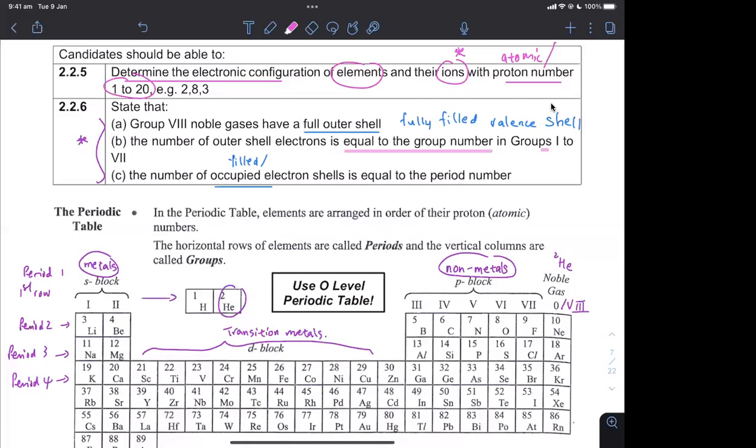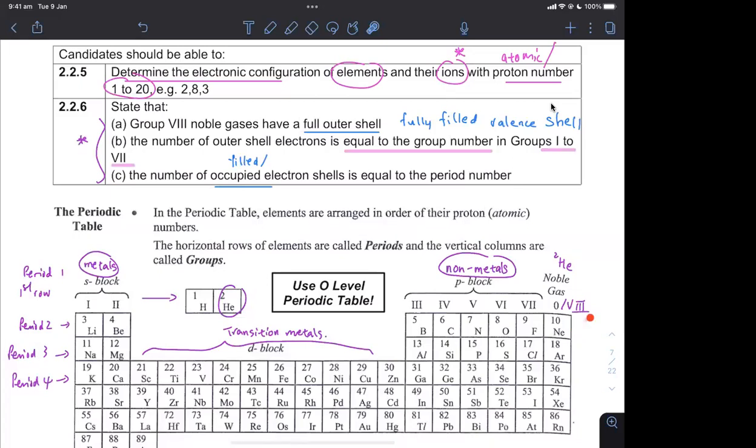Why is that? Because for group 8, the first shell can only accommodate 2 electrons maximum, 1 and 2 across the first shell. The second shell, 1, 2, 3, 4, 5, 6, 7, 8. The second shell can accommodate 8 electrons in the outer shell. So when the first shell is fully filled for helium, it's only got 2 electrons, but it is a fully filled first shell. Neon is in the second period. It's got a fully filled second shell, which contains 8 electrons.